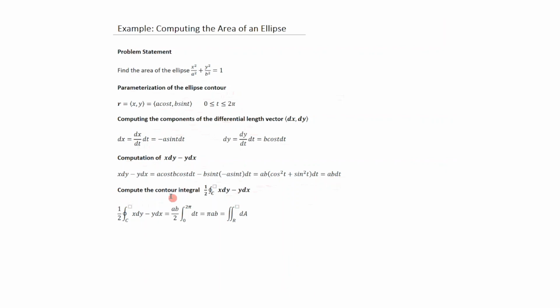So the last step is to compute the contour integral of 1/2 x dy minus y dx. Effectively, this ab is a constant, so it comes outside the integral. The half is there, and your integral dt from 0 to 2 pi. And this is pi ab, and this is the area of the ellipse. A very simple way of doing it.